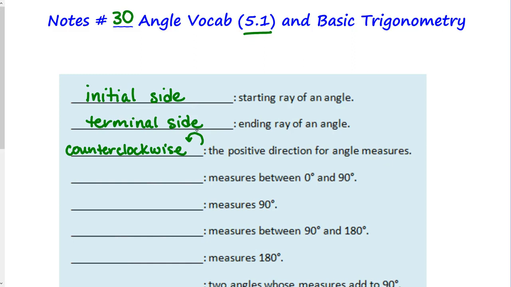Okay, here are some terms you learned in geometry. If you have an angle that measures between 0 degrees and 90 degrees, what do you call it? That's right, it's an acute angle. How about an angle that measures 90 degrees? What do we call that? You got that, you're right. It's a right angle.